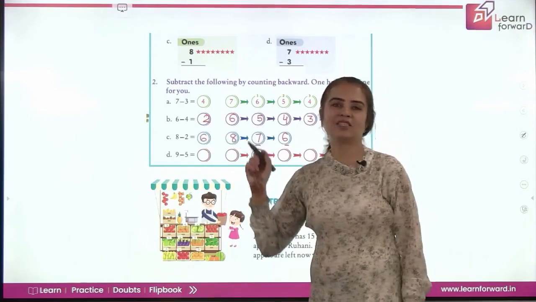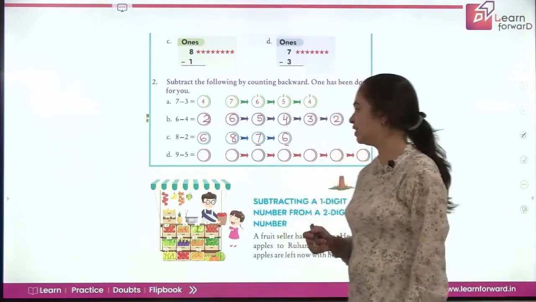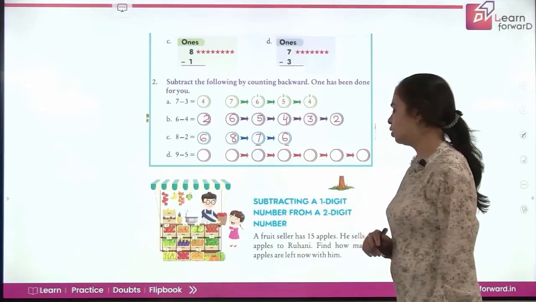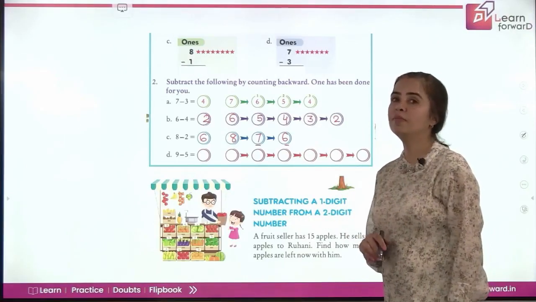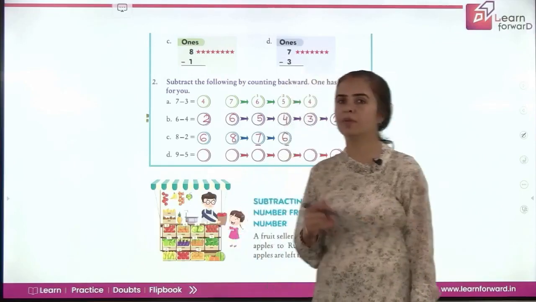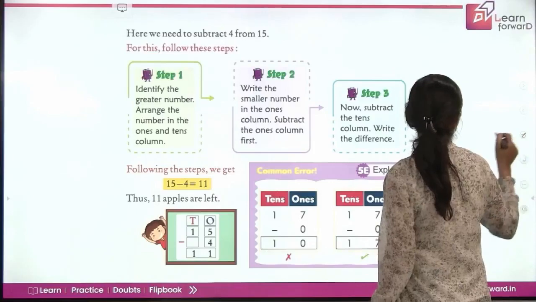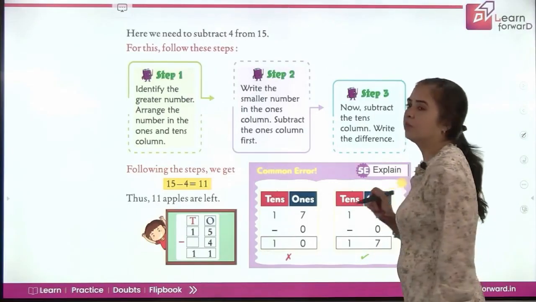6 is your difference. Understood? Have fun doing this part yourselves. Now, subtracting a 1-digit number from a 2-digit number, because we have already learned about 2-digit numbers. So, let's see how we subtract them.